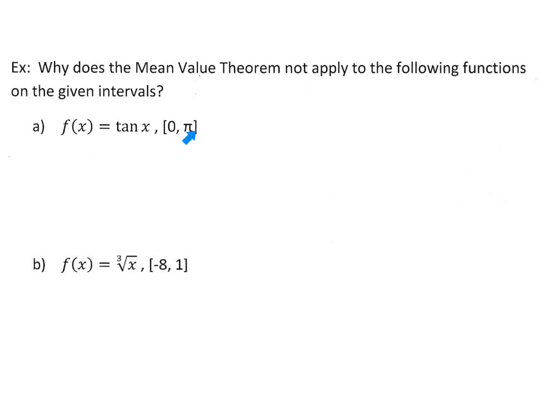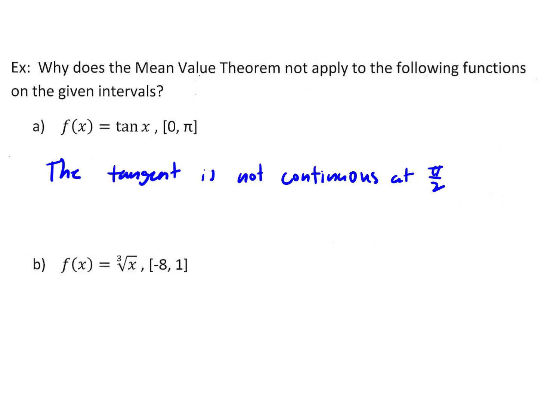So we're talking here from 0 to pi. So we're just talking about the first and second quadrant. So pi over 2 is in the middle there, which means it's not going to be continuous there. Okay, not continuous at pi over 2, because at pi over 2, we're on the y-axis, the x value is 0.